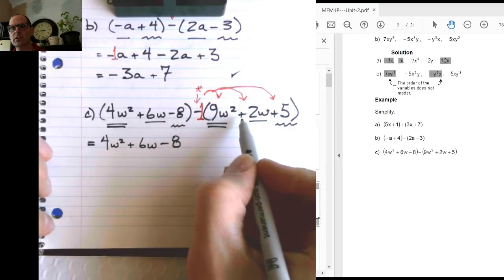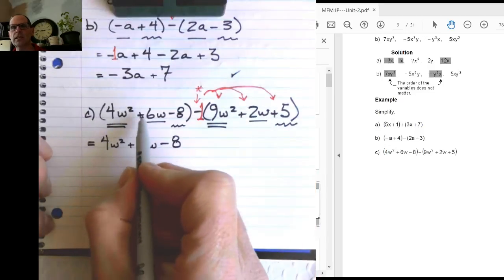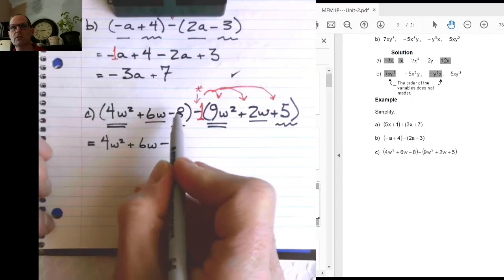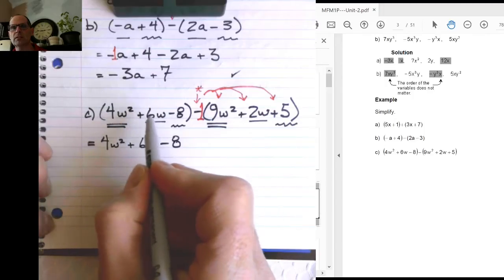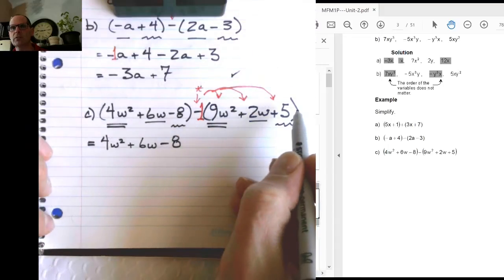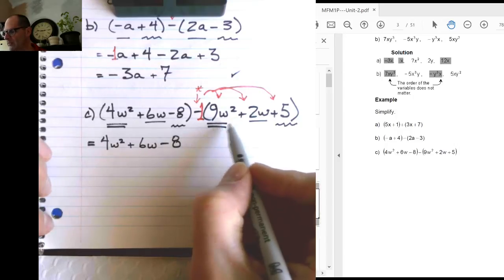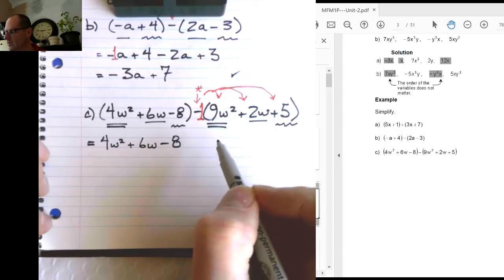Terms are separated by positive or negative signs. So this bracket has three terms, all separated by positive and negative signs. And inside this bracket, we have three terms as well, in this case just separated by the positive signs. And we've identified them with these different markers underneath here.